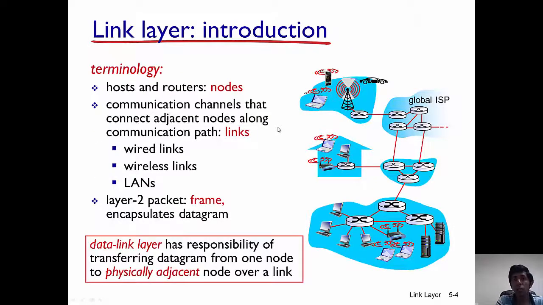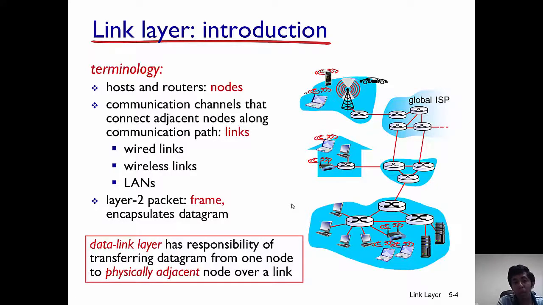But first, let's look at some terminology. For the purpose of the link layer, we would consider that all hosts and routers in the network are known as nodes. Now, the communication channel between two nodes in the network, between two hosts or between a host and a router, is called a link. The link can either be wired or wireless. So this link here between the two routers is a wired link. Similarly, the link between this mobile phone and the cell phone tower here is a wireless link. The laptop is also communicating with this access point using a wireless link. So links can be both wired and wireless.